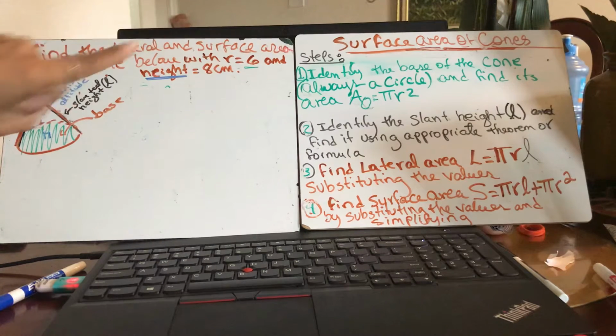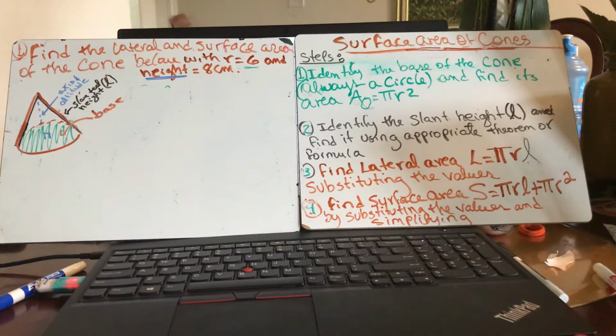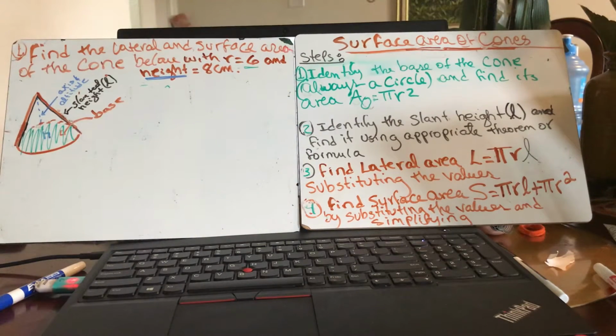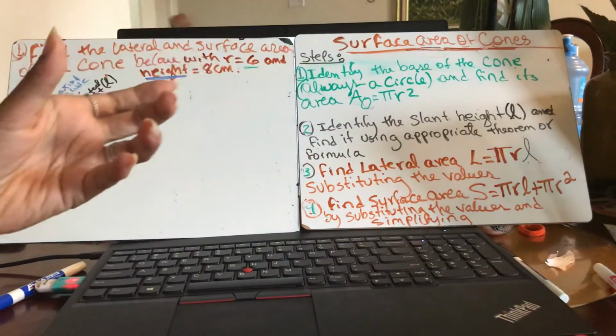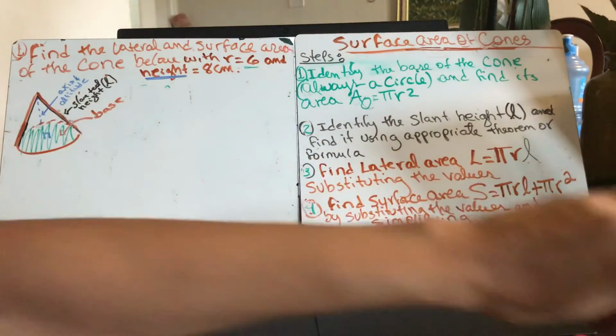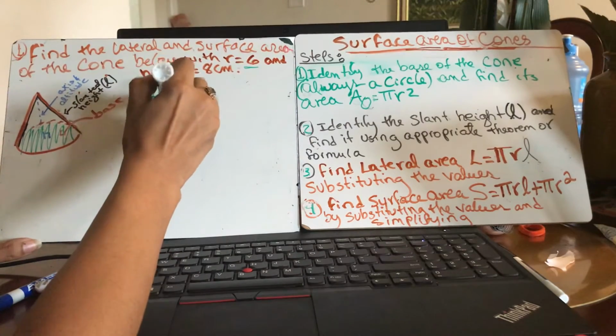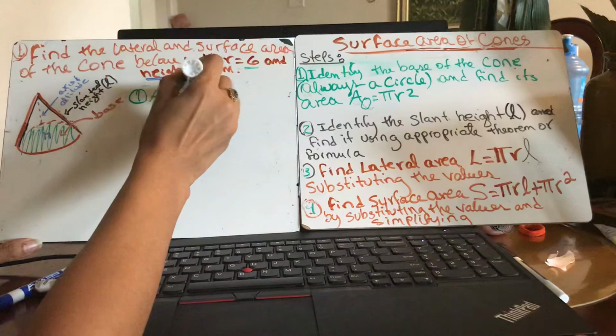So for this example, it says to find the lateral and surface area of the cone with a radius 6 and a height 8. The steps here say that the first thing we need to do is identify the base, and the base of a cone, again, will always be a circle. Imagine if this was an ice cream cone, same concept: circular base, and then there's a vertex on top. And to find the area of it, there is always a formula for the area of a circle. If you go back to previous objectives, the area of a circle, I'm going to put an O for circle, is always pi r squared.